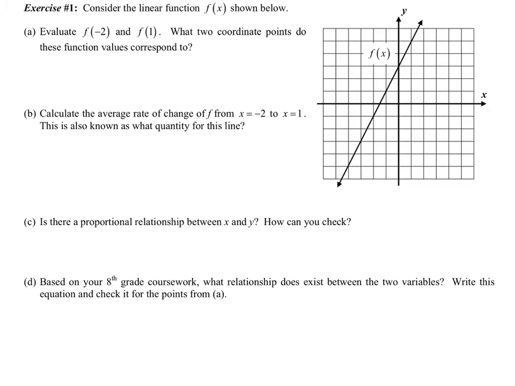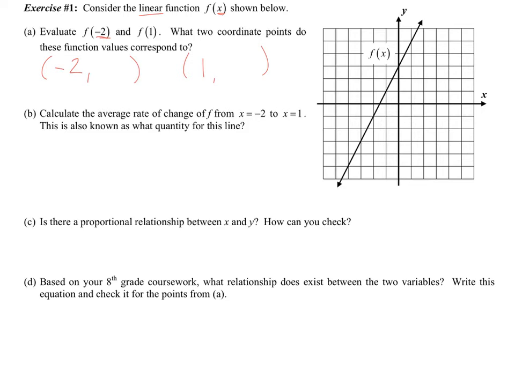So consider the linear function f of x. The fact that it says linear means it's going to be a straight line. You can even see the word line within the word linear. We're going to evaluate f of negative 2 and f of 1. What two coordinate points do these function values correspond to? Remember that since you're putting in for x, then your two coordinate points are already started.